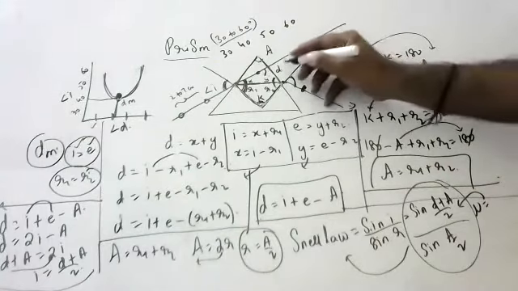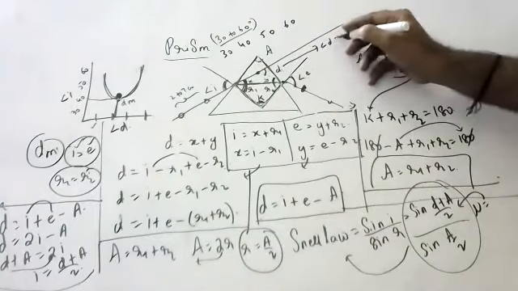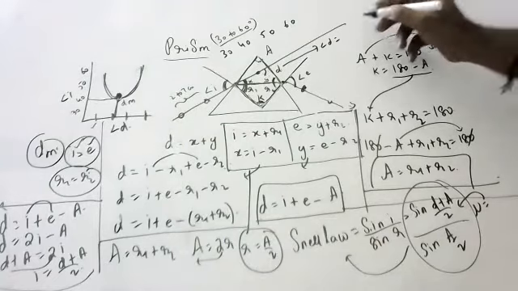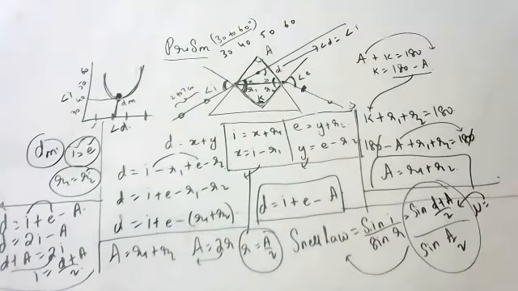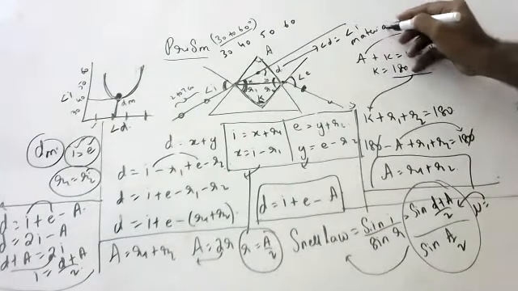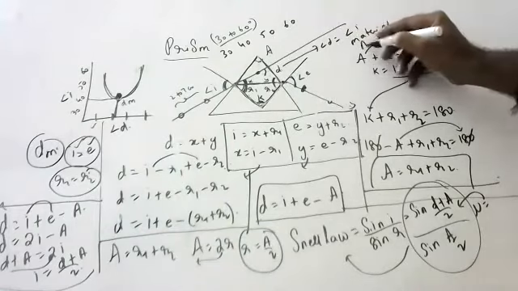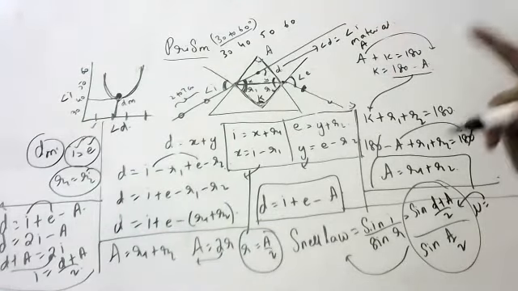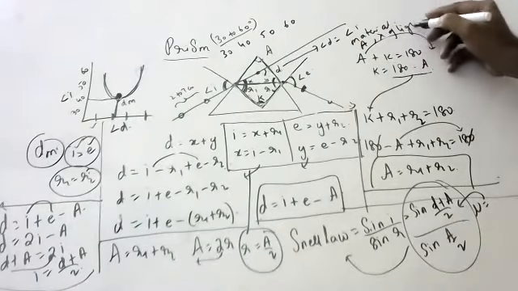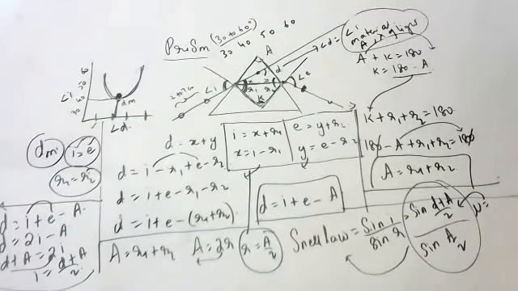And on what factors does this angle of deviation depend? That is also an important question. Angle of deviation depends upon, first one, the angle of incidence. Second one, the material of the prism you are taking. Third one, the angle of the prism. Fourth one, the color or wavelength of the light which we are using.